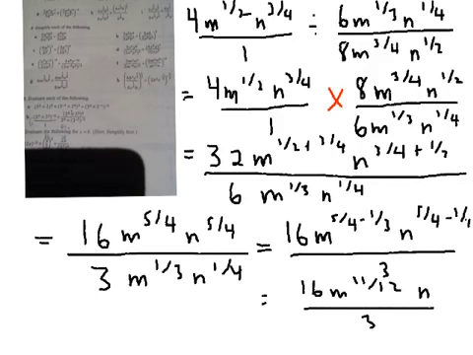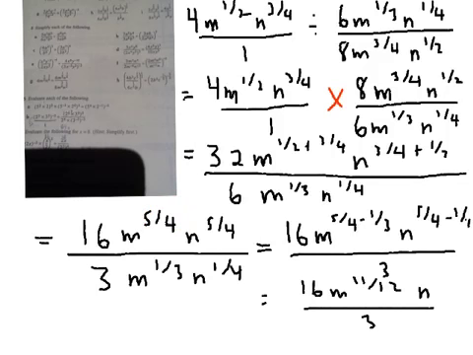I then will look at my variable, so let's look at m. m has a power of a half here, and m has a power of 3/4 over here. So just as I normally do when I multiply two things, I add the powers. So half plus 3/4 is going to lead me to my next step, which gives me 5/4.